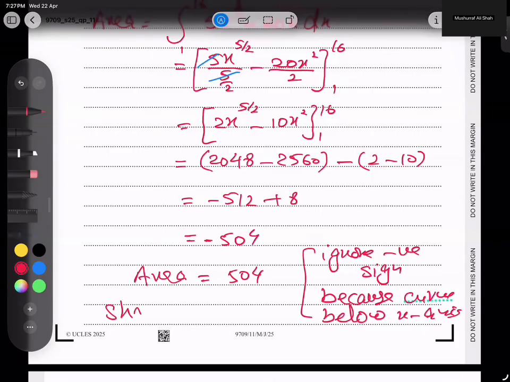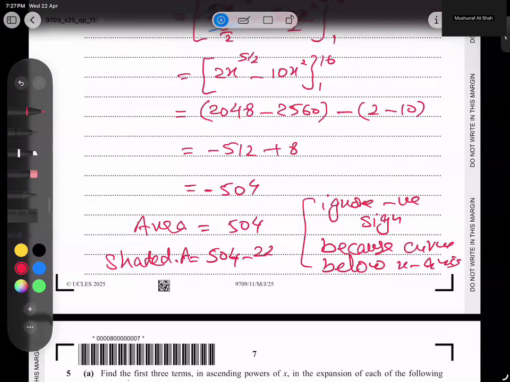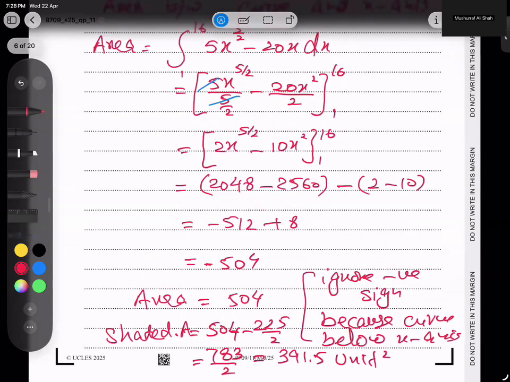Now shaded area, how to get shaded area, students? So find 504 minus the top fraction 225 by 2. 225 over 2. So I'm getting in fraction form 783 over 2, and in decimal I'm getting 391.5 unit square. So I believe the concept of the question is very, very clear.